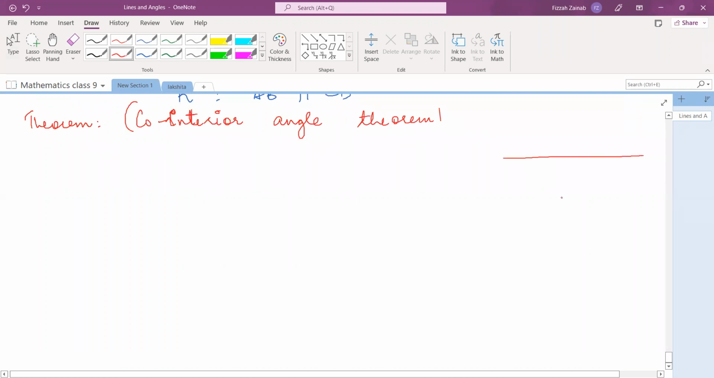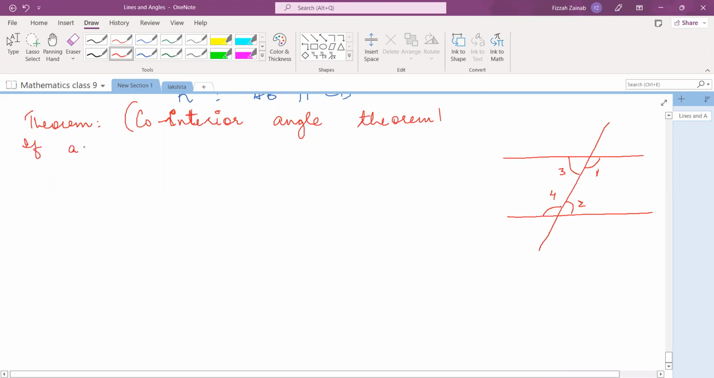If you have two parallel lines and there's a transversal cutting both the lines, co-interior means angle 1 and angle 2. I mean, they have to be on the same side. They have to be both inside the parallel lines, right? And similarly, angle 3 and angle 4 form another pair of co-interior angles.